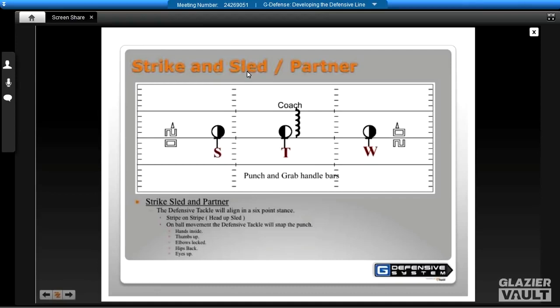Can you use the sled? You can, but it's hard to get your hand placement. I love partnering with a soft shield.